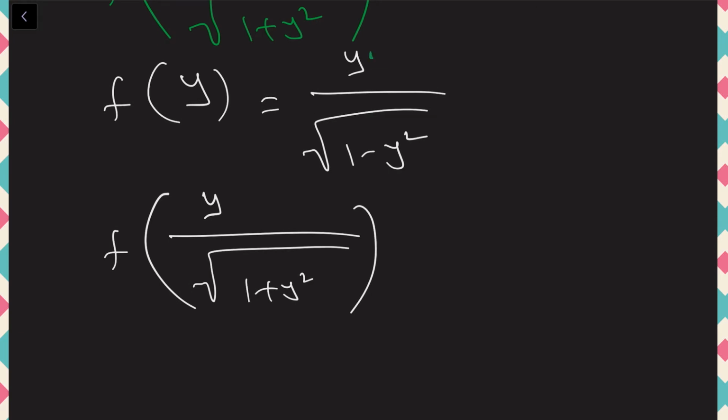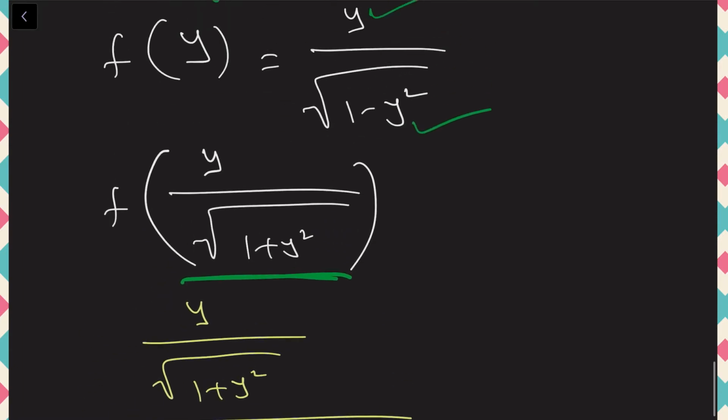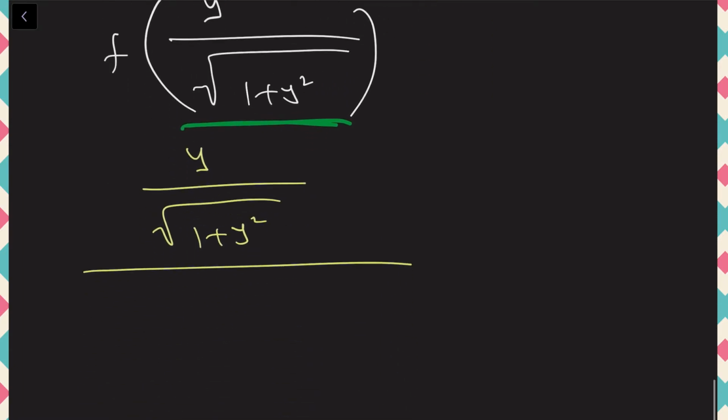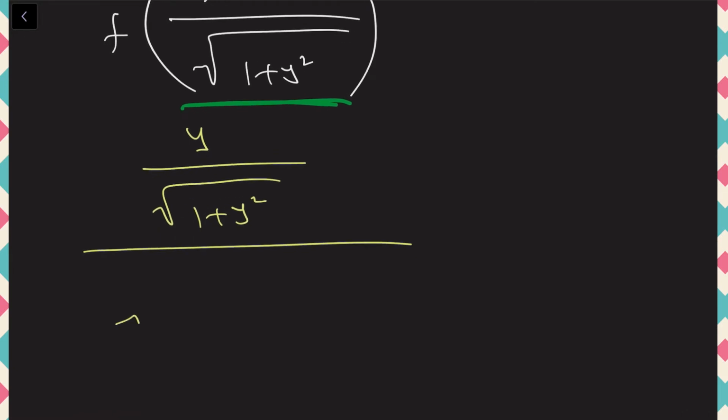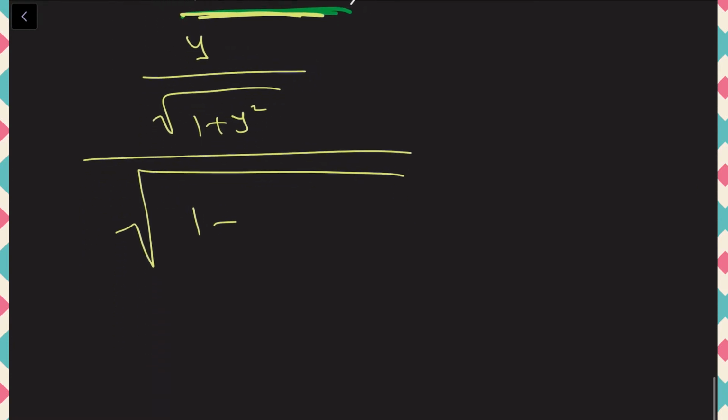Now in this, wherever we have y, in that place of y we need to substitute this total. So in the numerator we have y. So y is nothing but y divided by under root 1 plus y square, whole divided by, in the denominator under root 1 minus y square is there. Y is nothing but y by under root 1 plus y square, whole square.